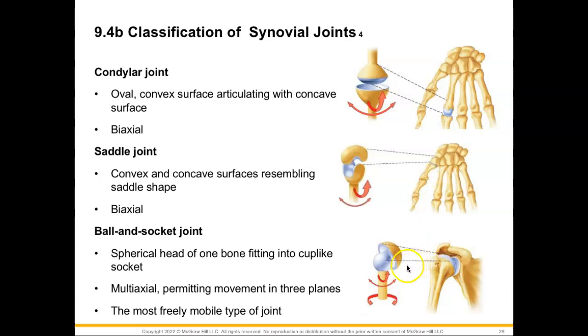And then lastly, we have our ball and socket joint. We've got a spherical head on one of our bones that would fit into a cup-like socket on the other. Our example of this would be the shoulder, or maybe this reminded you of the head of the femur and the acetabulum in the hip. That also is a ball and socket joint, and we would classify this as being multi-axial because we're able to have movement in 3 planes. We can flex, extend, abduct and adduct, and have rotation. And this is the most freely movable type of joint we have in our body.